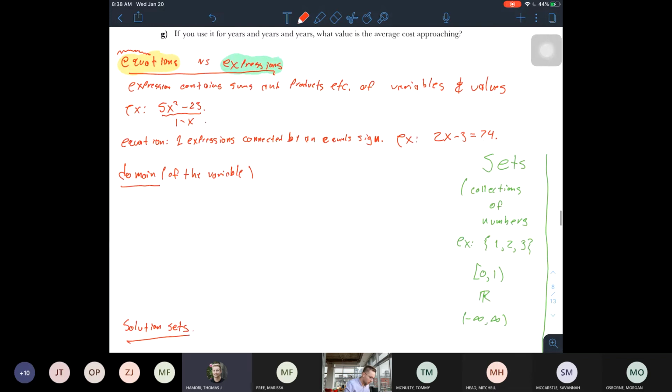Well, in the meantime, where were we? We were talking about equations here, so we want to talk about what is the domain, okay? The domain refers to the variable which is in the equation, okay? And the domain is going to be the set of values for which both sides are defined.